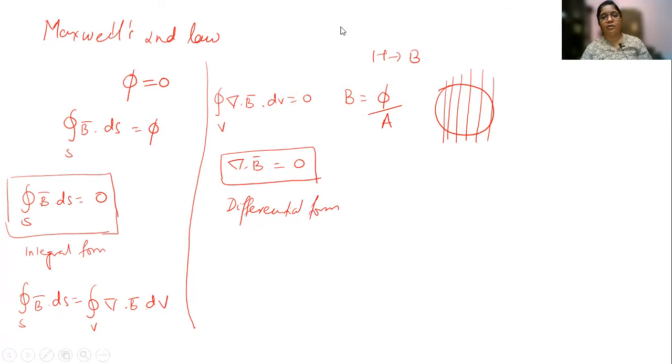Okay. So we have seen Maxwell's first equation, where we started from Gauss law for electric field. We have seen Maxwell's second equation, which started from Gauss law for magnetic field. In the next lecture, we'll see Maxwell's third equation.